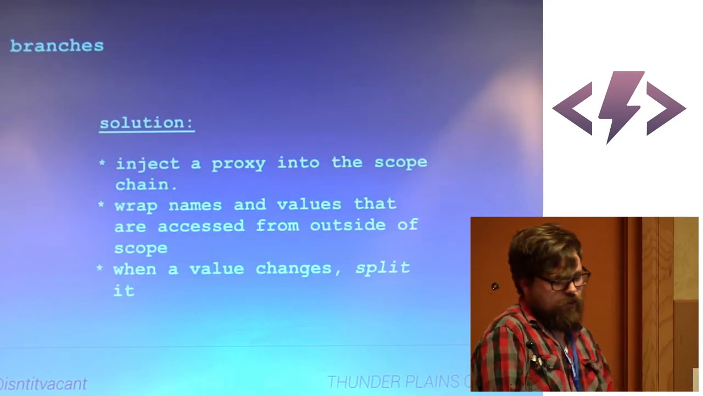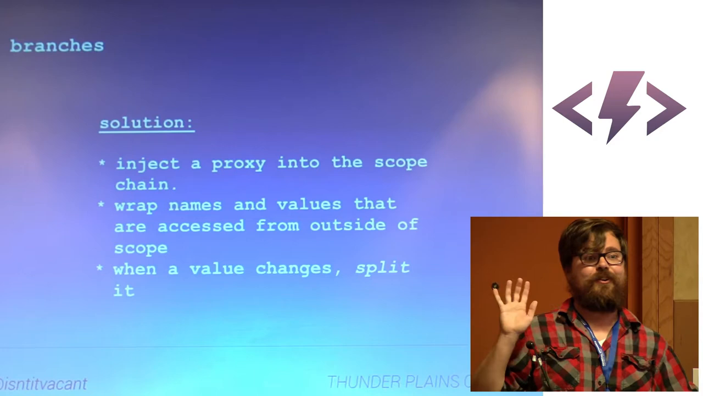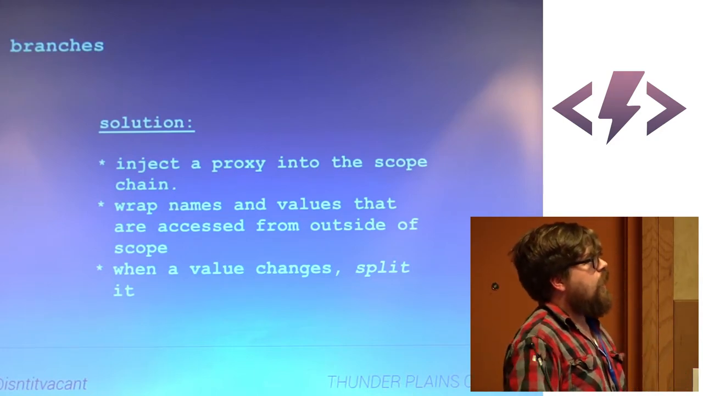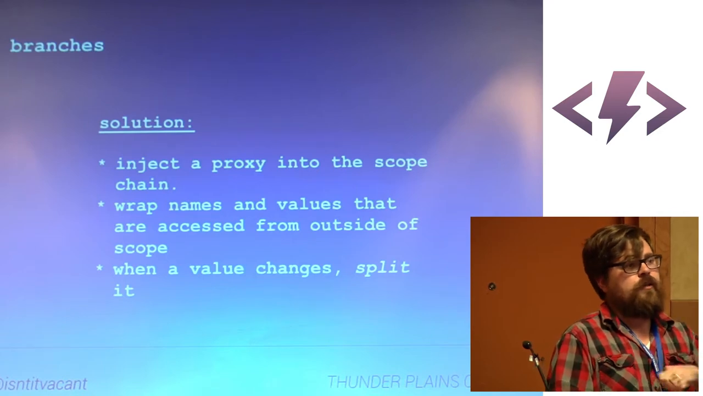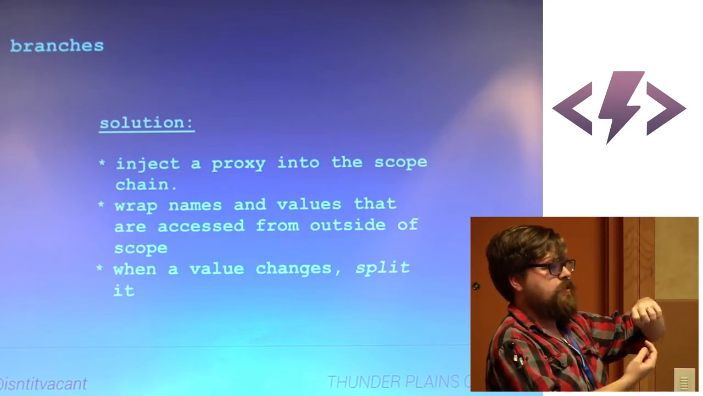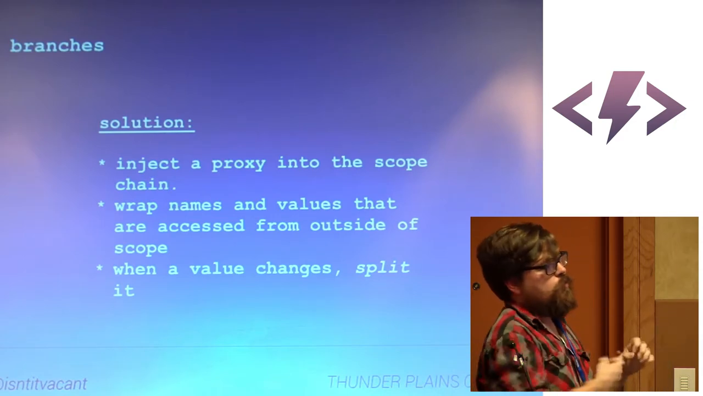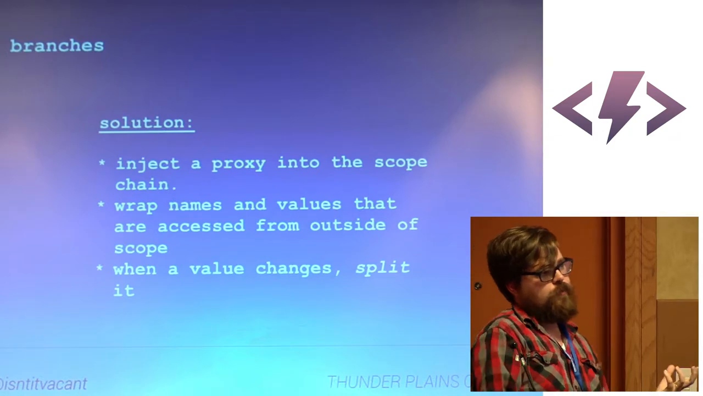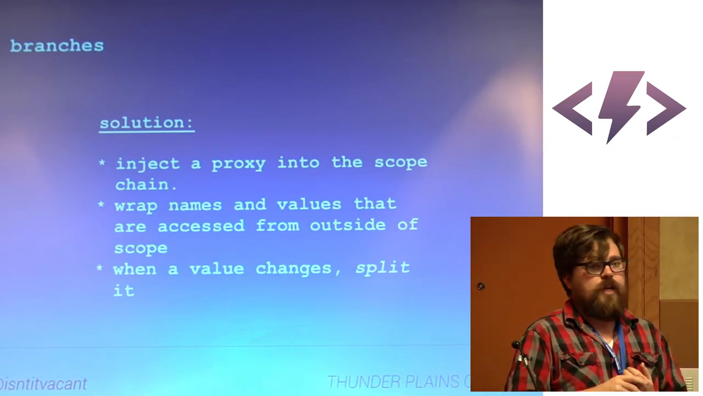So what I came up with, and this might not be the best solution, so if you can think of one, again, I would love to hear from you about this, is I actually inject a proxy into the scope chain, so a fake object. And everything inside the scope chain, everything inside the branch, asks for names through it. And when it gets a name through that proxy, those names are wrapped.